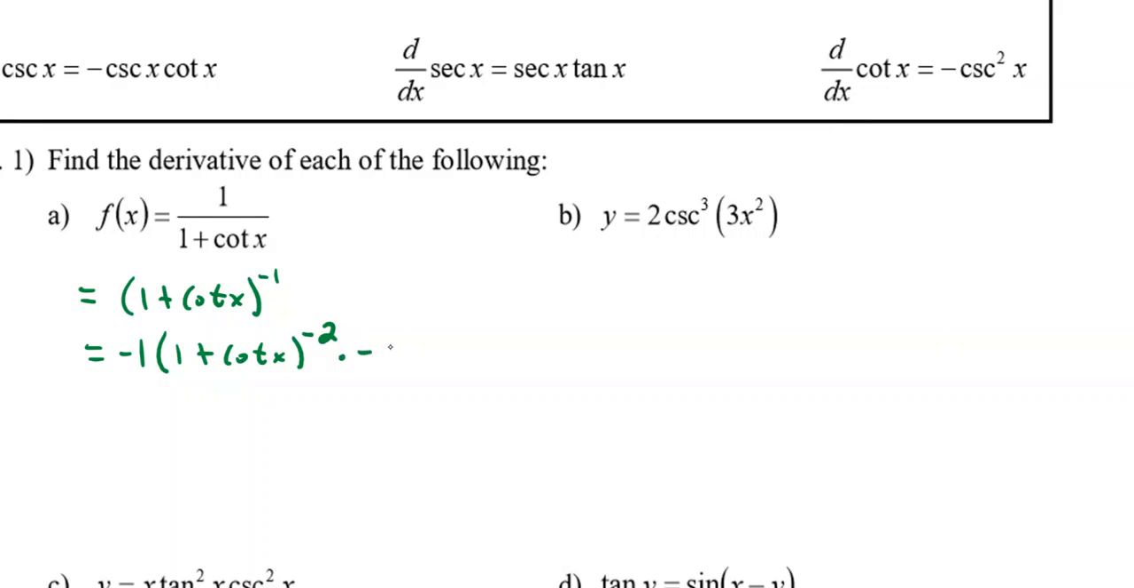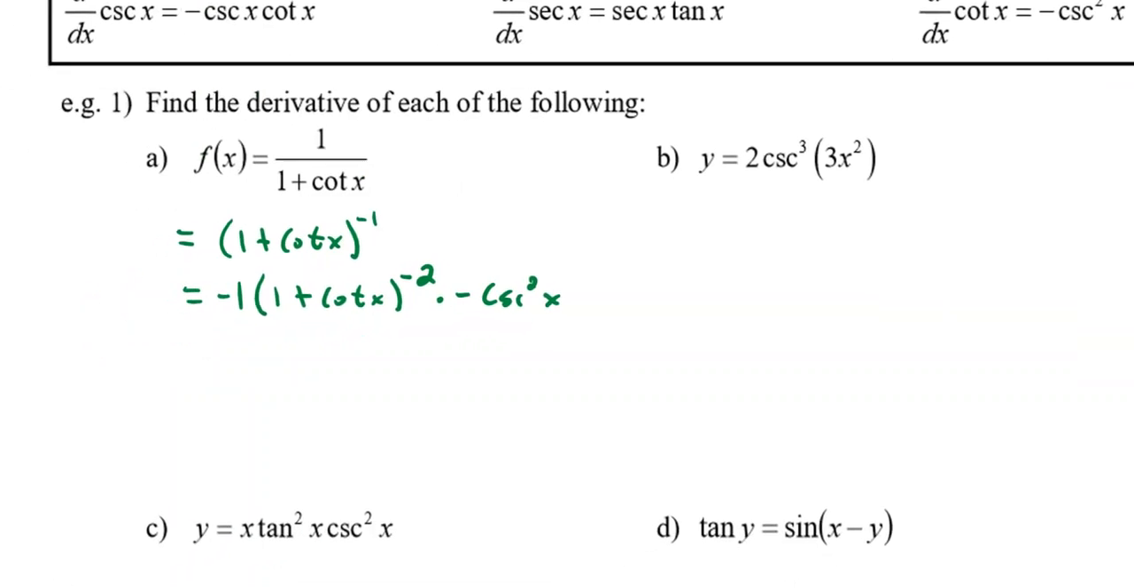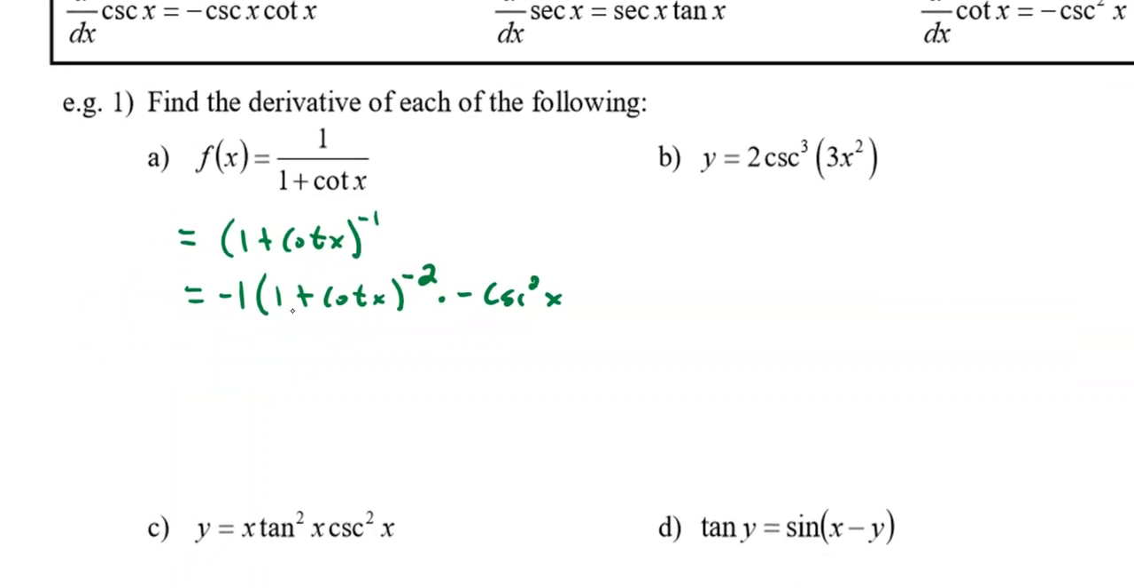So times negative cosecant squared x. And then just simplify this up. I've got two negatives, so those will become positive. In the numerator I have cosecant squared x, and in the denominator I have 1 plus cotan x squared. And then we're done.